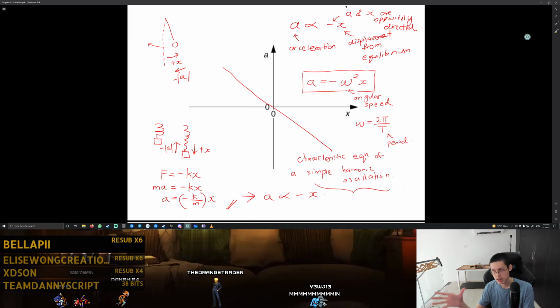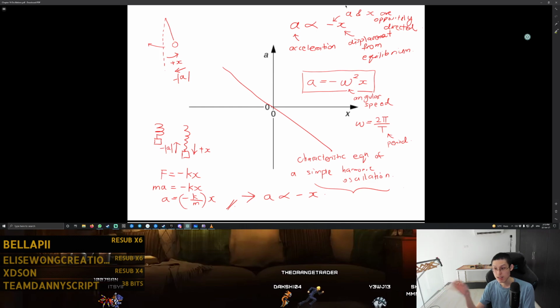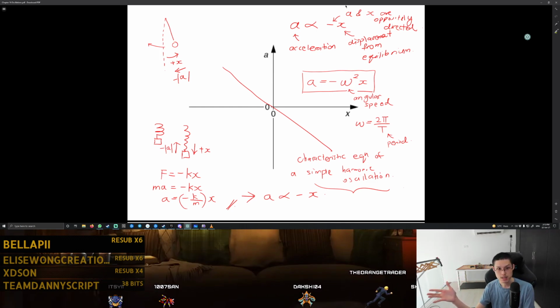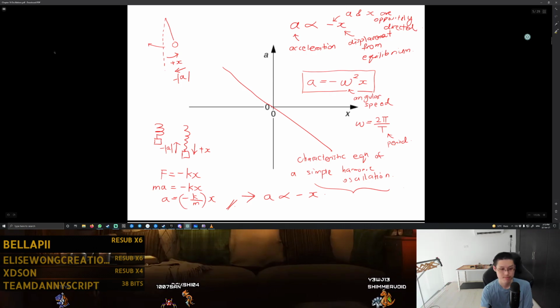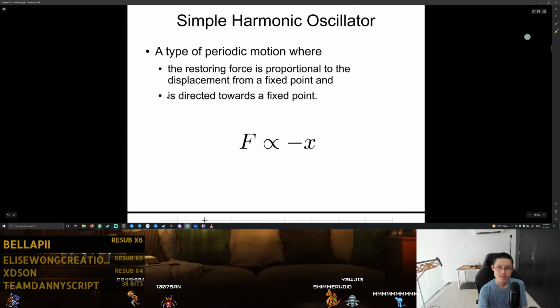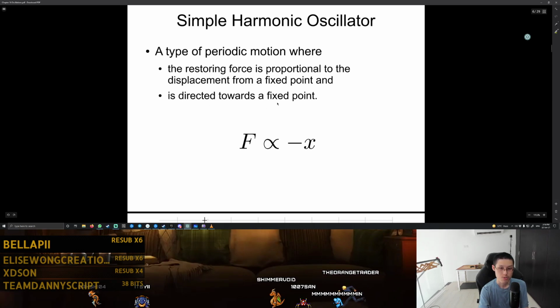Okay? And in the context of A-level physics, most things, or I could say all things, obey Hooke's law, unless they specifically say it doesn't obey Hooke's law. But I've never seen a question ask something like that yet. So you can safely assume that they obey Hooke's law whenever it comes to oscillation type questions. So the definition of a simple harmonic oscillator is a type of periodic motion where the restoring force is proportional to the displacement from a fixed point, or you can say equilibrium, and is directed towards the fixed point.